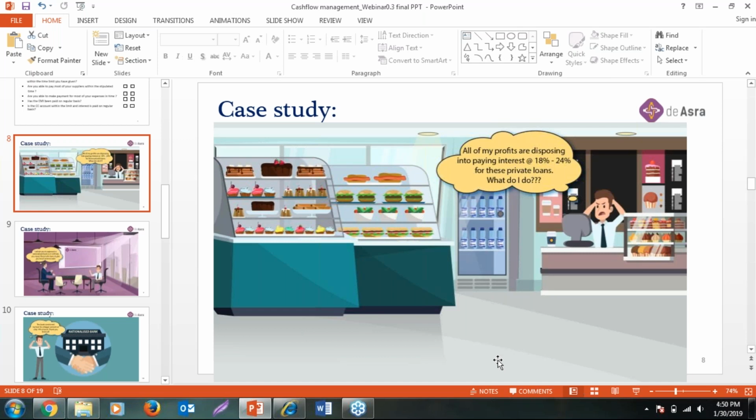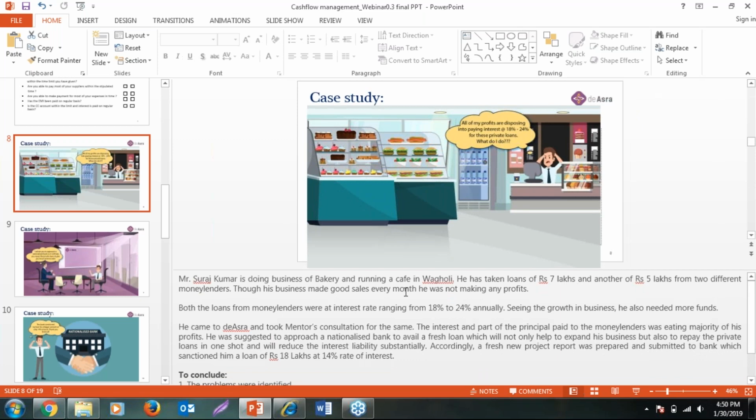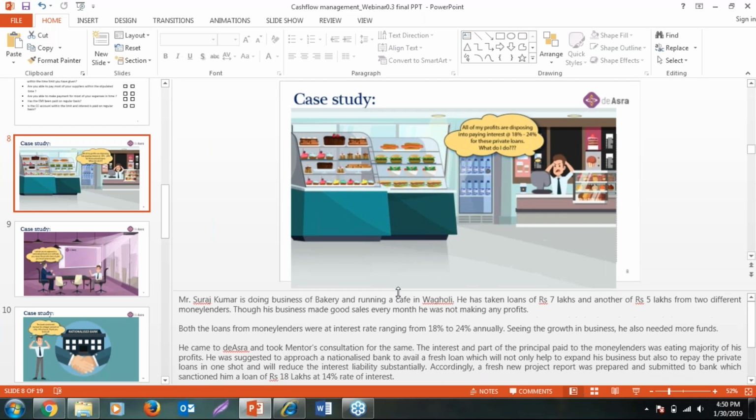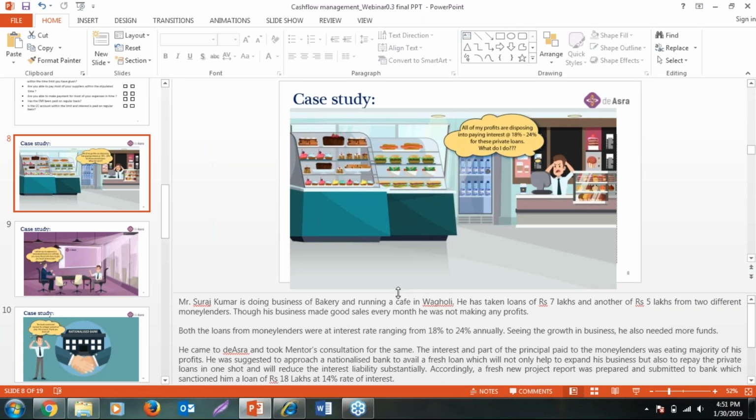Our Udyog Mitra studied the case. They went through what problem he was facing. They saw that his business was perfectly fine. He was achieving profits, but then at the end of the year, he landed up with no cash in his hand. So when this happened, our Udyog Mitra studied the case. Our mentors consulted him, and our Udyog Mitras prepared a project report for him. So this project report was prepared for a fresh loan, which he applied for at a nationalized bank.